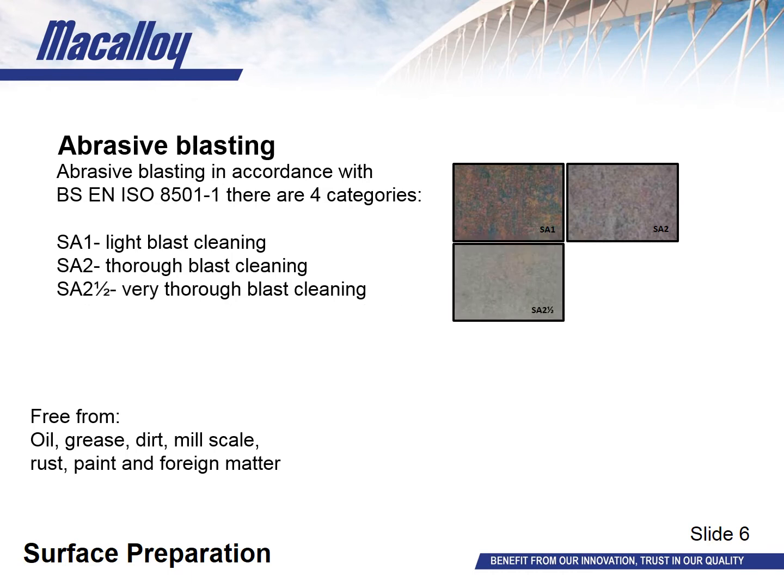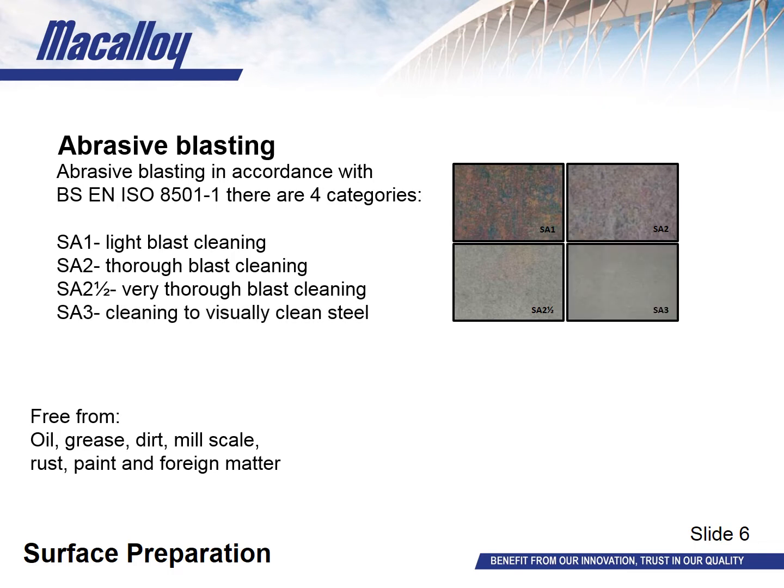SA 2.5 is a very thorough blast clean, which when viewed without magnification, the surface shall be free from all shown deterrents. Any remaining traces of contamination shall show only stains in the form of spots or stripes. And SA3 is cleaning to visually clean steel. When viewed without magnification, the surface shall be free from all deterrents. It shall have a uniform metallic colour.